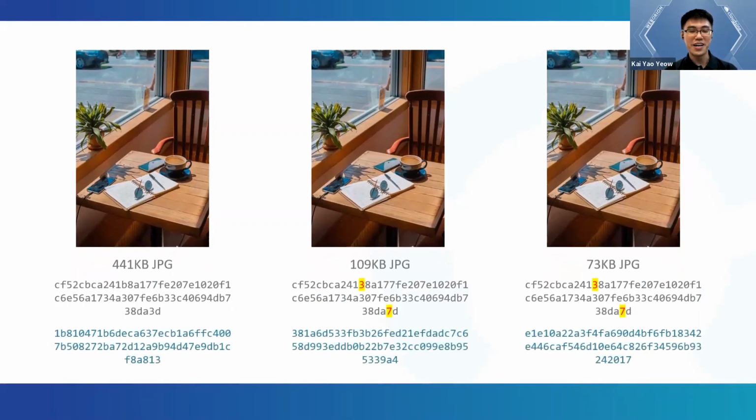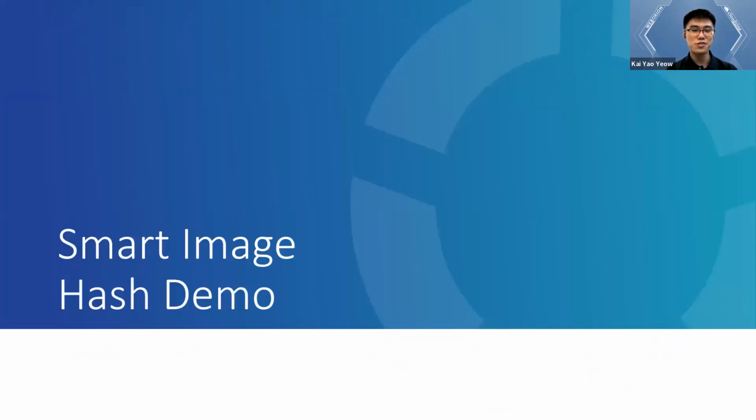If you want to compare, the blue words here are the hash shown from earlier, the integrity hash. You can see that with the integrity hash, even though the images look the same to our eyes, the hash is completely different. So that's how the smart image hash works. Instead of comparing the integrity hash, we use image hashing algorithms to calculate an image hash and then compare that instead. Let's move on to the demo.